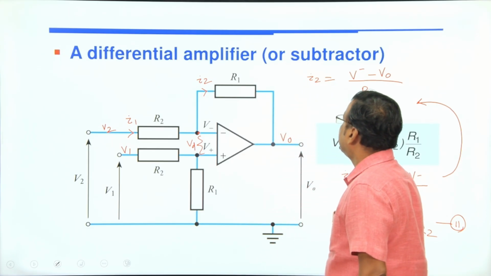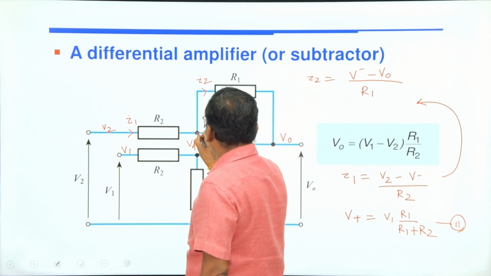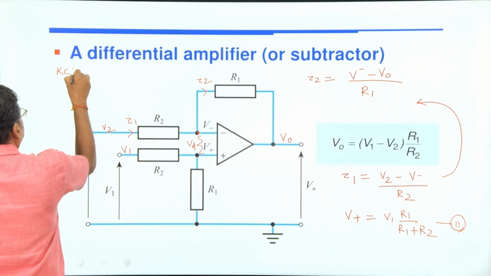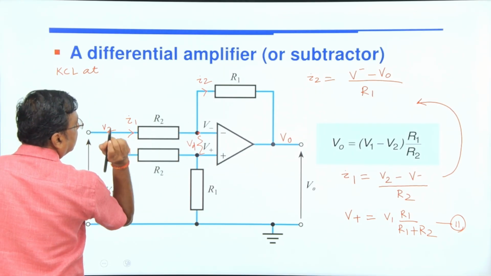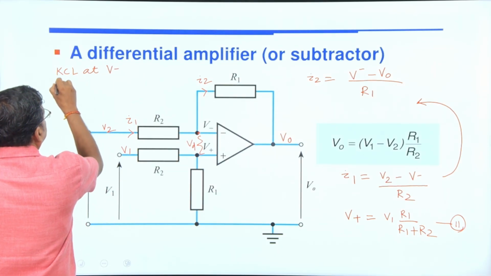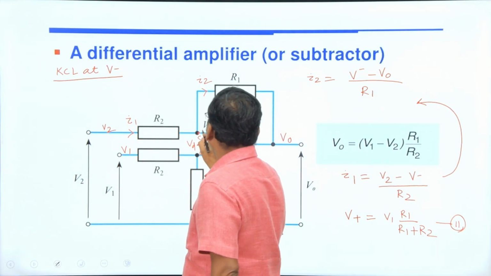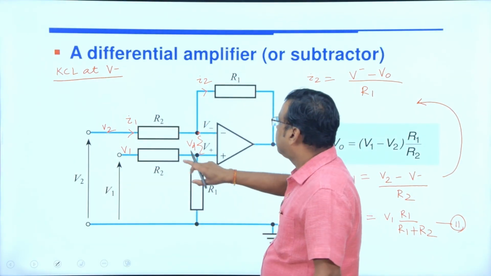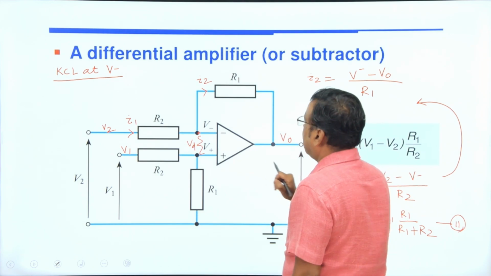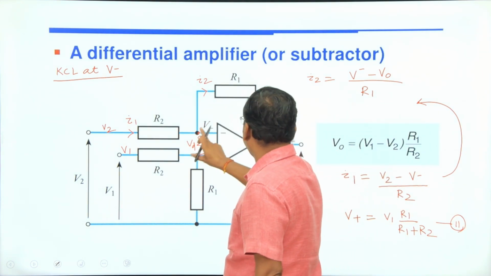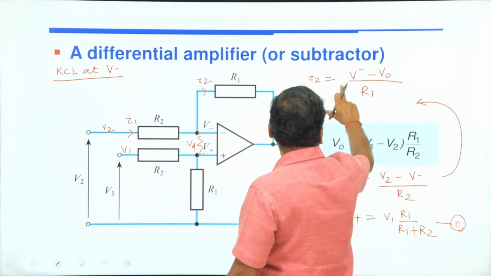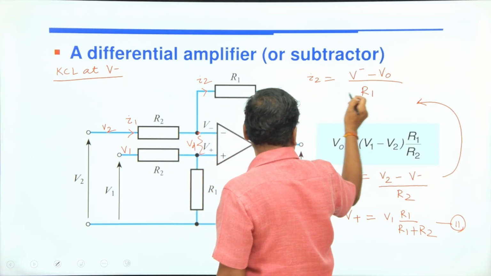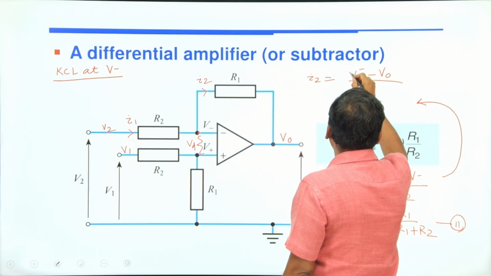Now, if you apply KCL, Kirchhoff's current law, at which node? At V minus, this node. The incoming current is I1 and the outgoing current is I2, so I1 equals I2. I1 is equal to this, and I2 is nothing but this voltage minus this voltage by R1. So if you apply Kirchhoff's current law at this point, I1 equals I2.